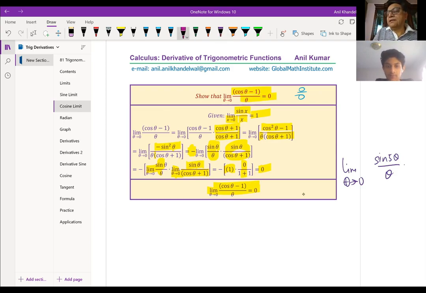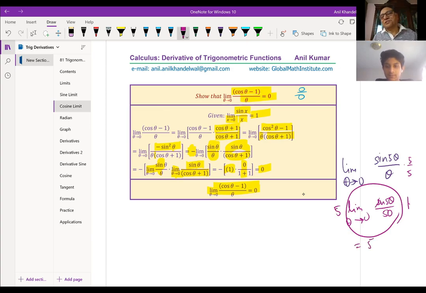You could multiply this by 5 and divide by 5, correct? So you could take that 5 outside and say 5 times the limit as theta approaches 0 of sine 5 theta over 5 theta. And this limit is 1, correct? So 1 times 5 is 5, the correct answer. You get the idea? That is how you're going to figure this out. So that gives you a good exposure to limits based on this.